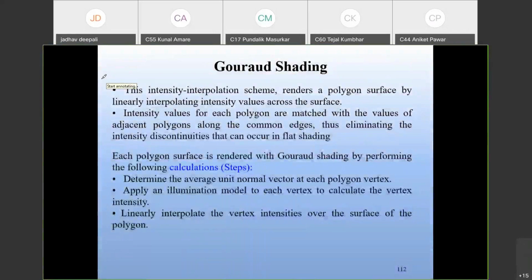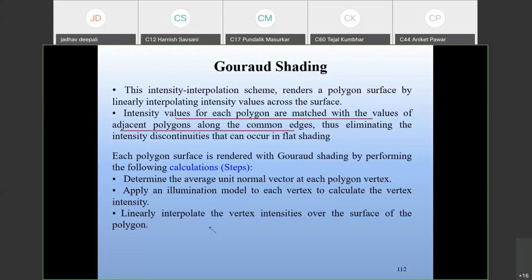So Gouraud shading, what does it mean? This intensity interpolation scheme renders a polygon surface by linearly interpolating intensity values across the surface. Okay, across the surface, whatever the vertices are that are generated, one by one the intensity is calculated in this scheme. Intensity values for each polygon are matched with the values of the adjacent polygons along the common edges.